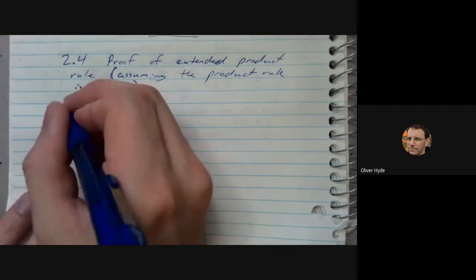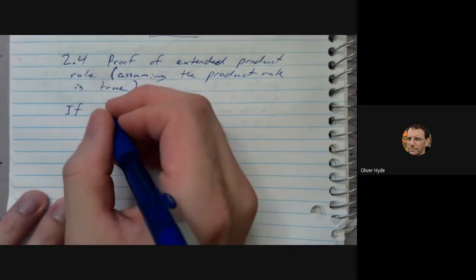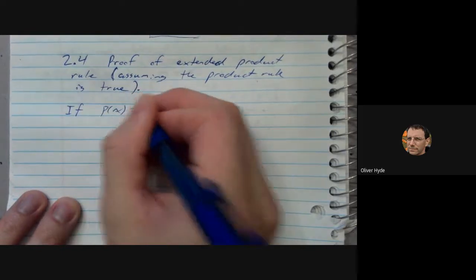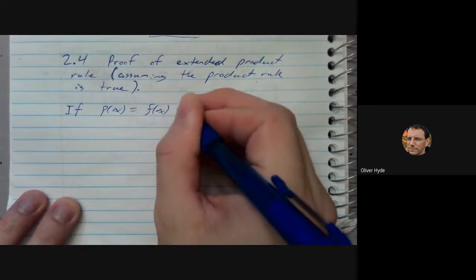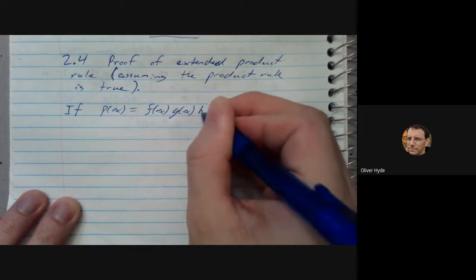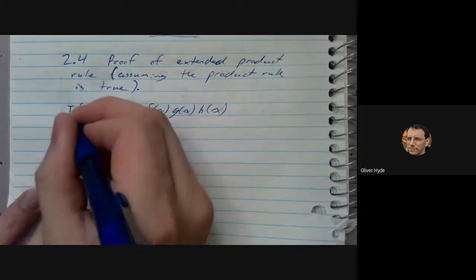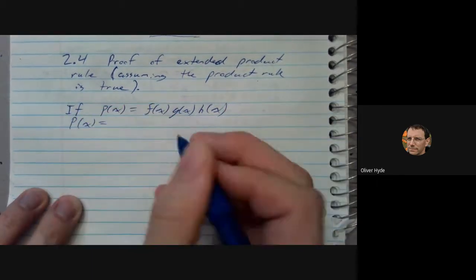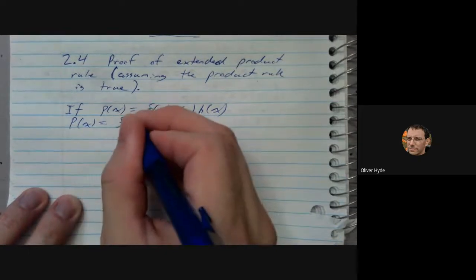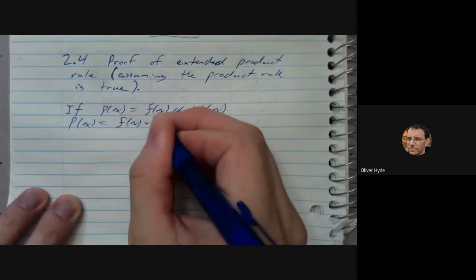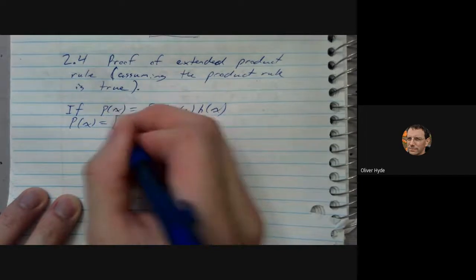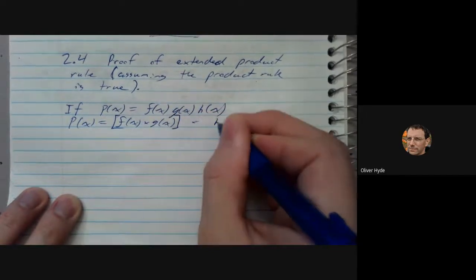So first things first, if p of x is equal to f of x times g of x times h of x. Let's see if we can just construct this as a product of two functions. One function, that's a product of two functions, multiplied by some third function.